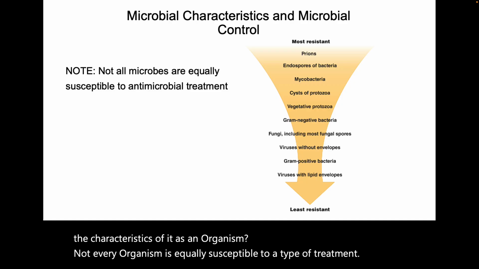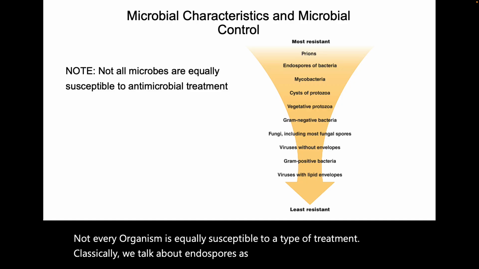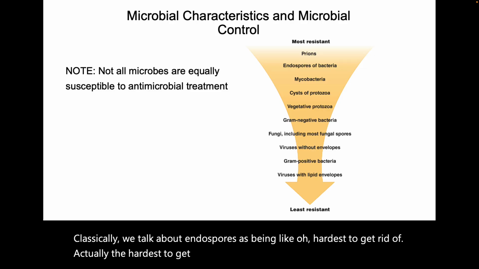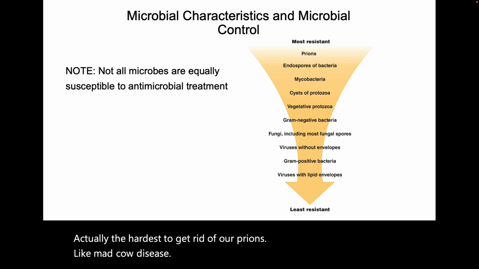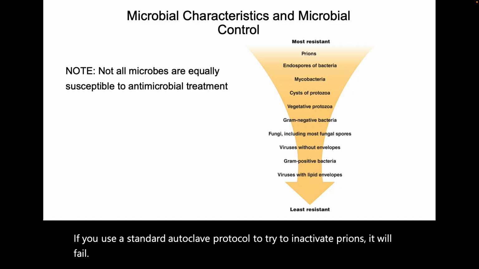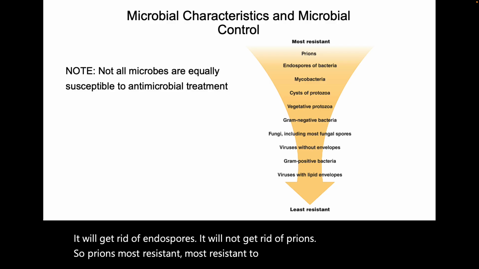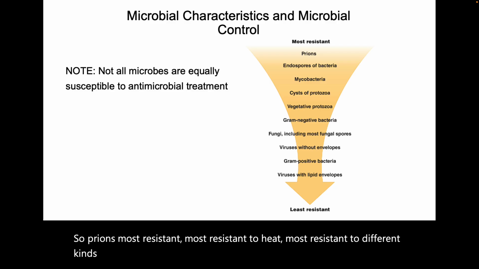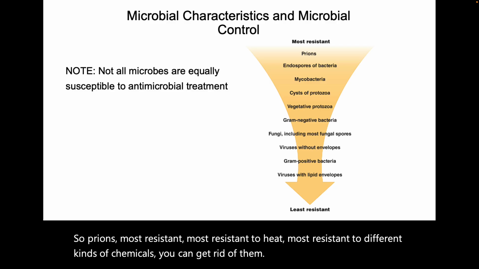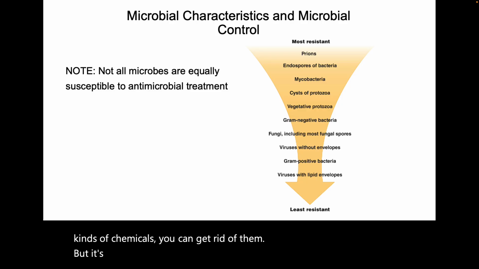Classically, we talk about endospores as being the hardest to get rid of. Actually, the hardest to get rid of are prions, like mad cow disease. If you use a standard autoclave protocol to try to inactivate prions, it will fail. It will get rid of endospores, it will not get rid of prions. So prions are most resistant to heat, most resistant to different kinds of chemicals. You can get rid of them, but it's the biggest challenge.